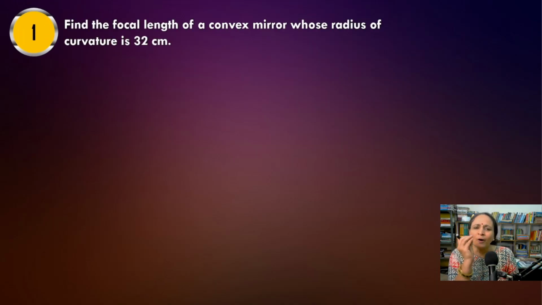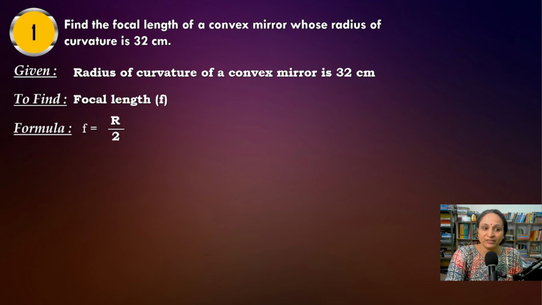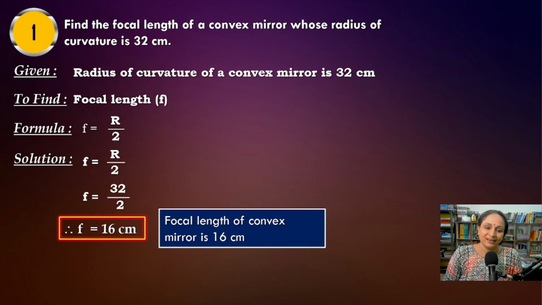Okay? Now let's do some small questions. Find the focal length of a convex mirror whose radius of curvature is 32 centimeters. What is the relation between the focal length and the radius of curvature? We know the radius of curvature of the mirror is 32. So what is the focal length? Focal length is equal to half of the radius. So F is equal to R by 2, which comes to 32 divided by 2, which is equal to 16. The focal length of the convex mirror is 16 centimeters. Simply, if the radius of curvature is 32, the focal length is half, that is 16 centimeters.